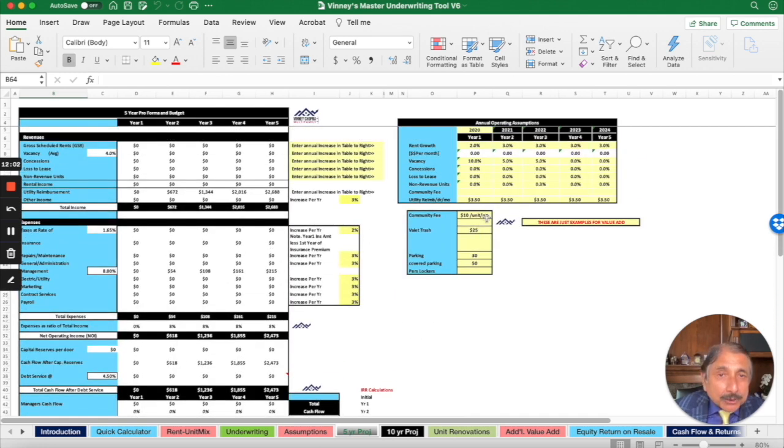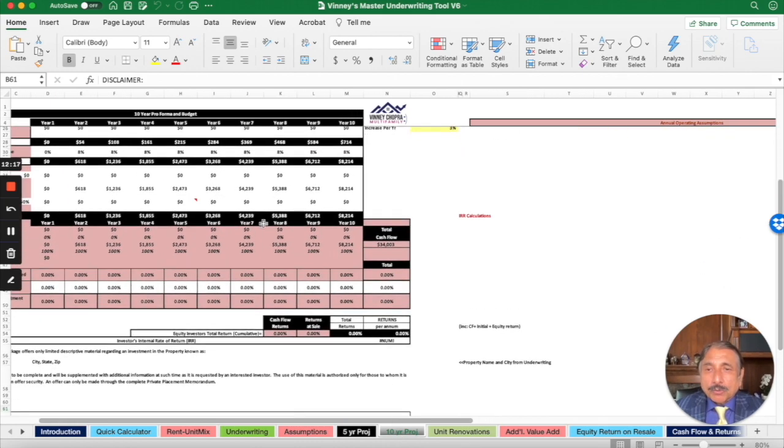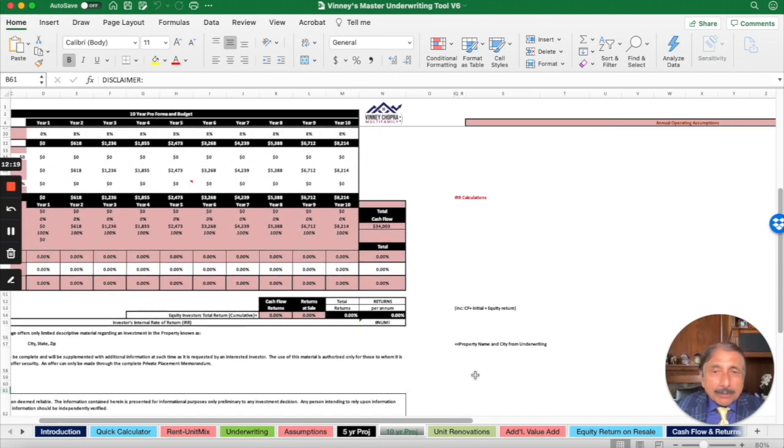And then you can change the yellow things over here. All the yellow things, please. We don't want to go into too much detail; we'll do some more lecture on that. But the thing is, 5 years and then 10 years. We give you 10 years also, the whole thing. And it all calculates for you.